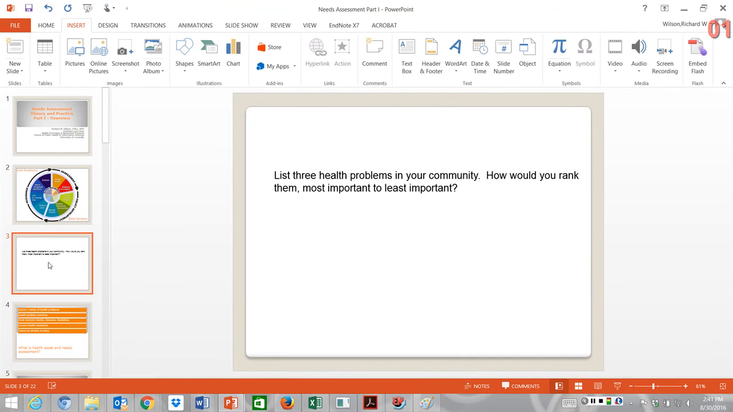Just to get us started, I'd like you to think about the community where you live, the town, the county, the state, and identify just informally, from your own imagining, what are three important health problems in your community, and how would you rank them? Which one is most important, next most important, least important? Obviously there isn't a right or wrong answer there. This is a subjective opinion I'm asking for, but give it some thought and see if you can identify three and then rank them. I'll give you a few moments to do that.